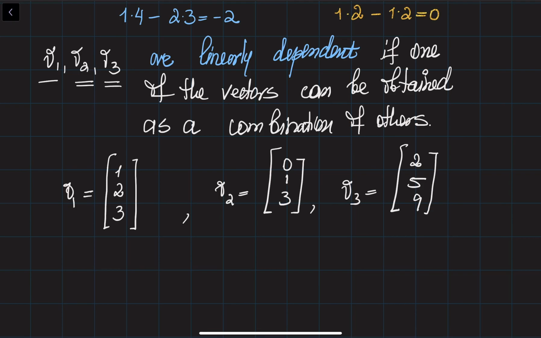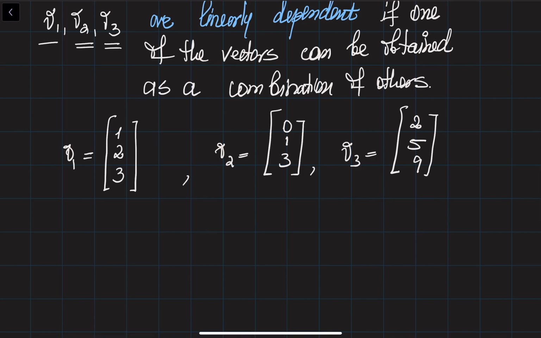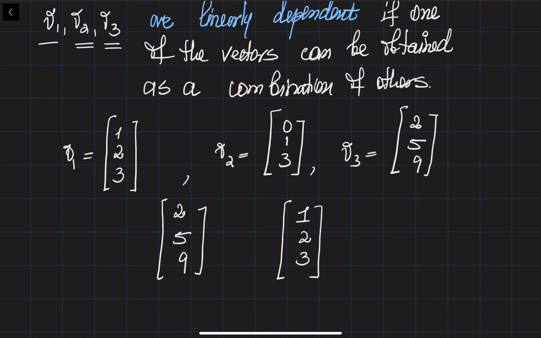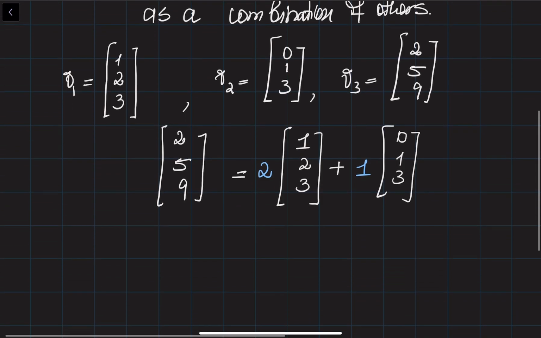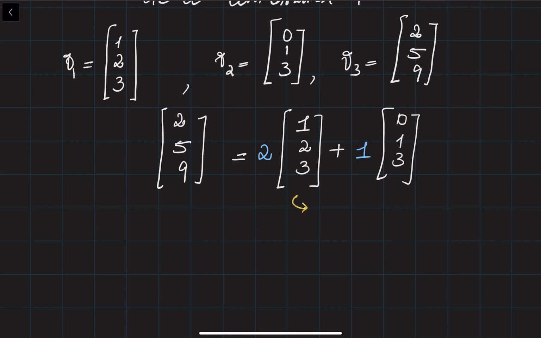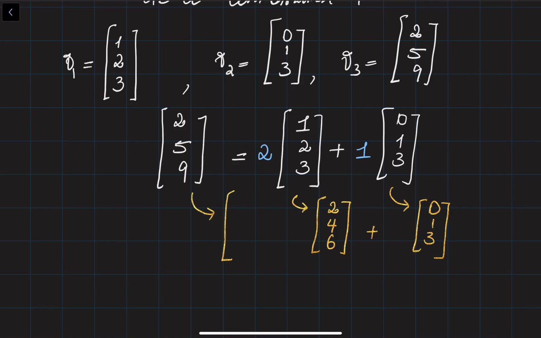At first glance, you probably don't see that these three vectors are dependent, but if you look a little bit more carefully, you can see that the third vector, 2, 5, and 9, can be obtained as a combination of the first two. 1, 2, and 3 can be multiplied by 2, and 0, 1, 3 can be multiplied by 1. If we add them, we get exactly the third vector. Multiplying the first vector by 2 gives 2, 4, and 6. Multiplying the second vector by 1 gives 0, 1, and 3. And if you add them, you get exactly 2, 5, and 9. So by combining the other two vectors, we've got the third vector.